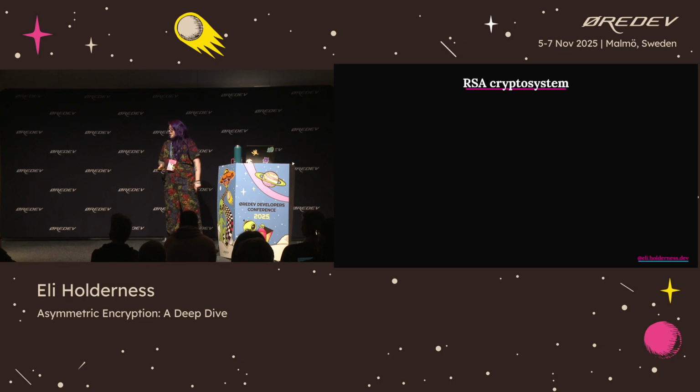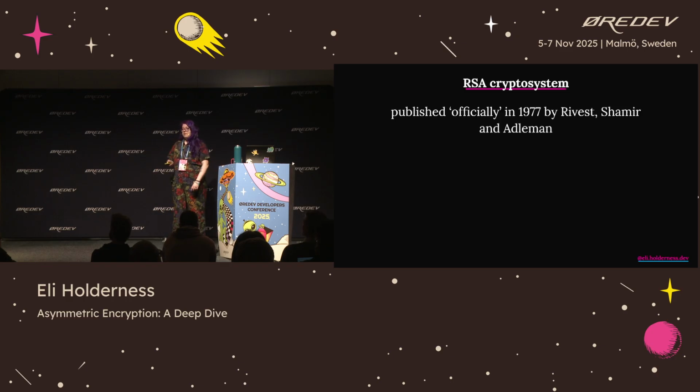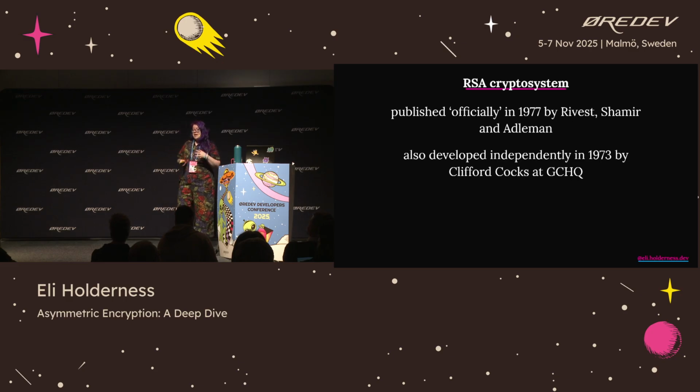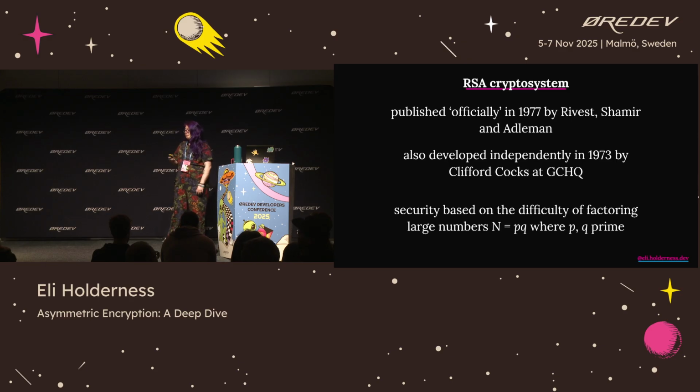So, the RSA cryptosystem was published officially in 1977 by three mathematicians whose names began with R, S, and A. However, it was also independently developed by somebody called Clifford Cocks at GCHQ, the British intelligence agency, in 1973. The mathematicians and intelligence people he worked with said, well, that's neat, but I'm sure it doesn't have any practical application. And so it was just buried in the archives. And then these three guys independently published it in 1977.